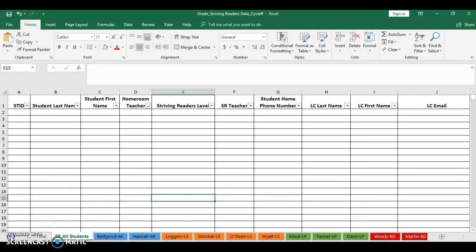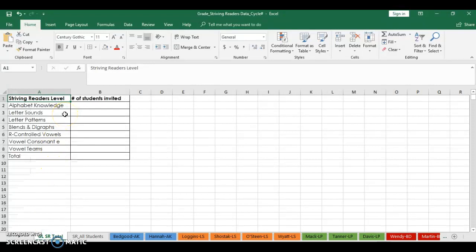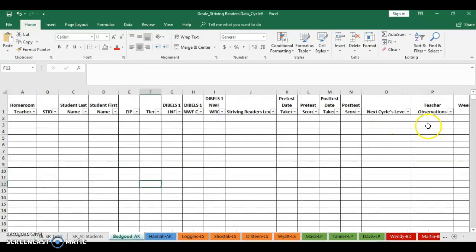So yeah, and having your final numbers at the end, again, being able to share numbers if you're asked by admin about striving readers. This is where you're going to come. And so again, it's important for teachers to put notes here as needed and to make sure they're tracking that pre-post test data, because that's how they're going to determine if a student goes to the next level or not.